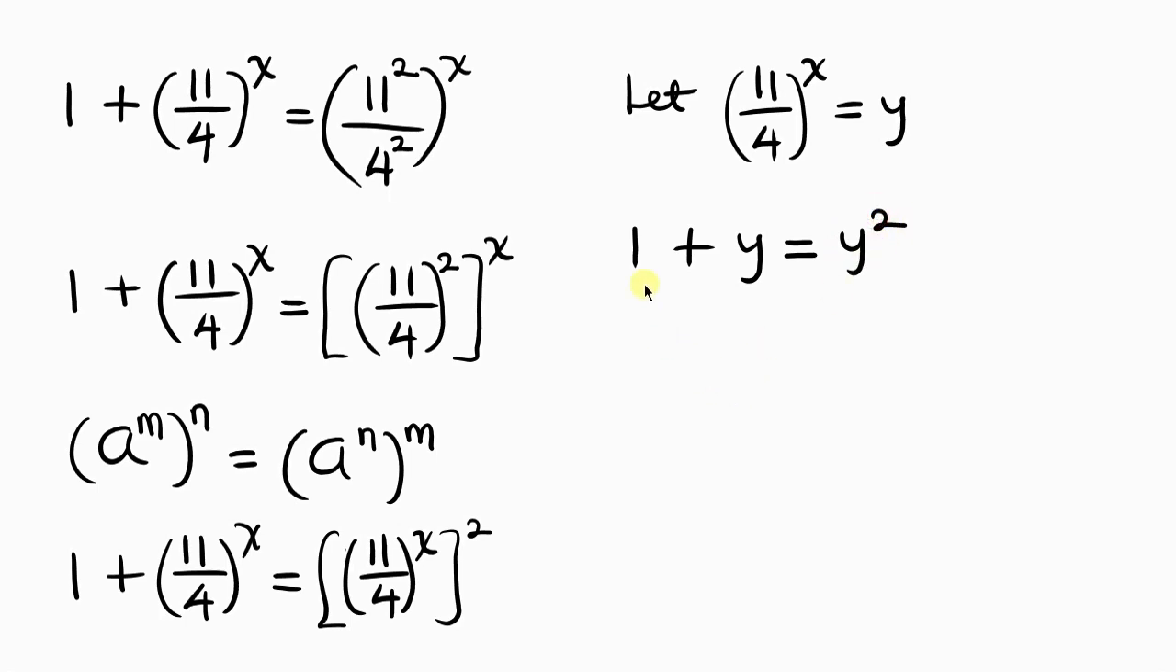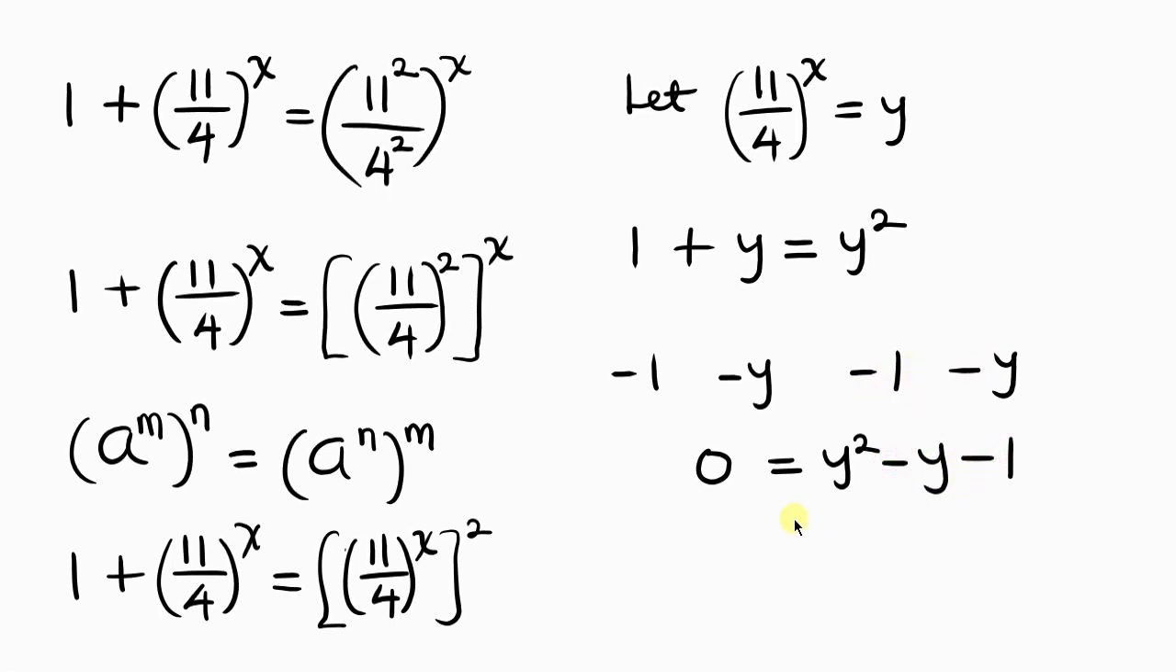Our next step will be for us to subtract 1 from both sides. Subtract 1 from both sides. We also subtract y from both sides. So subtract y from both sides. Very good. So we have 1 minus 1 is 0. And y minus y is also 0. So we have 0 on the left hand side. This is equal to, on the right, we have y squared minus y and then minus 1. Very good. Well, an expression like this is same as by flipping the position, y squared minus y minus 1 is equal to 0.